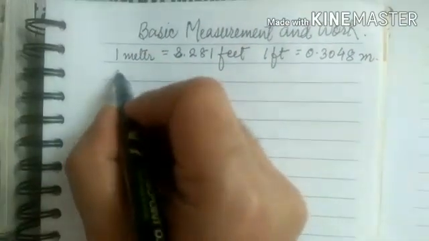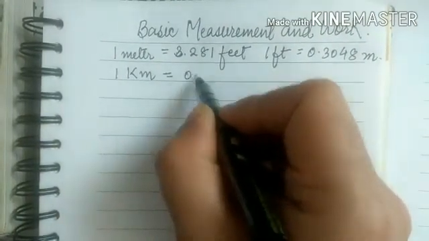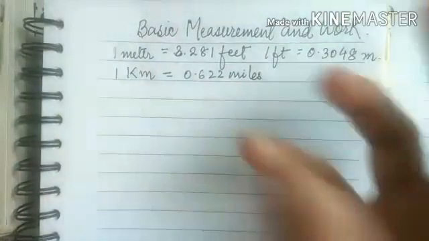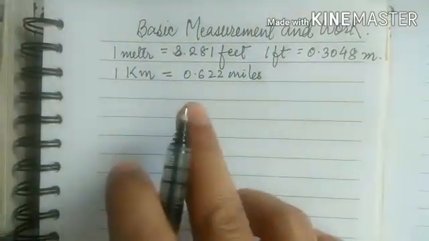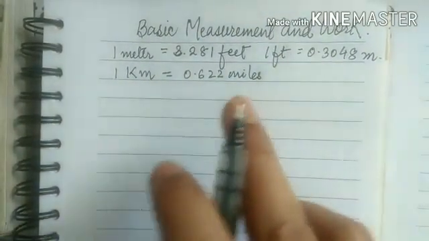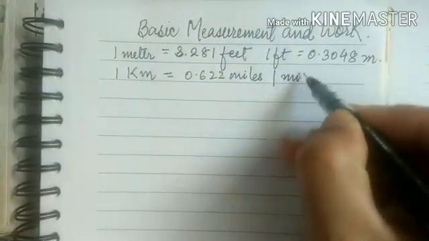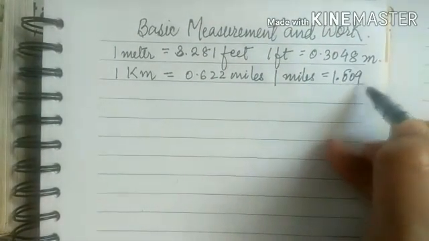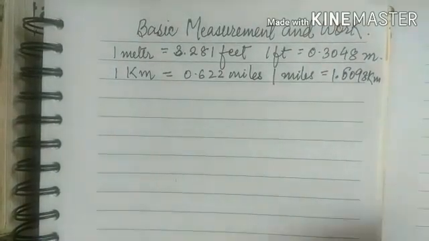And the second one, which is very important, 1 kilometer, in distance measurement, is 0.622 miles. There is a relation. If you want to know the relation between the kilometer and the miles, we have to know this conversion. 1 kilometer equals 0.622 miles. If we reverse this, then 1 mile equals 1.6093 kilometers. So we come to know that 1 mile is greater than 1 kilometer.